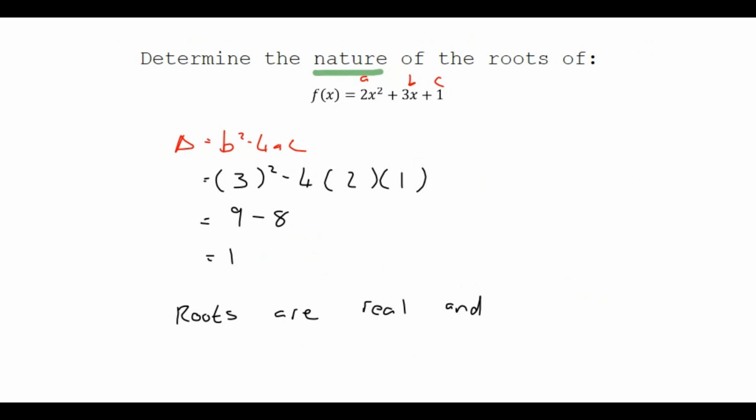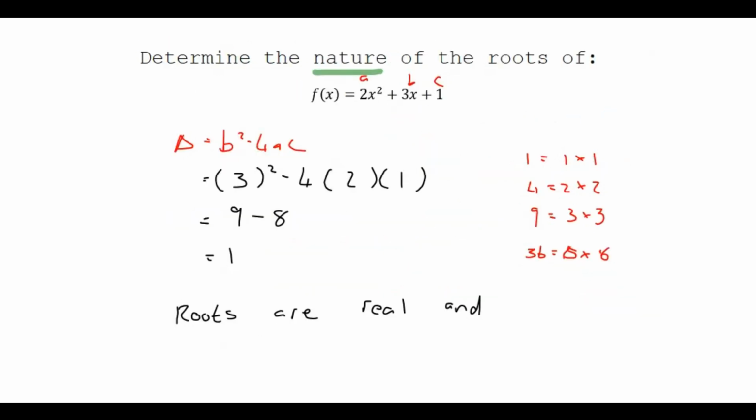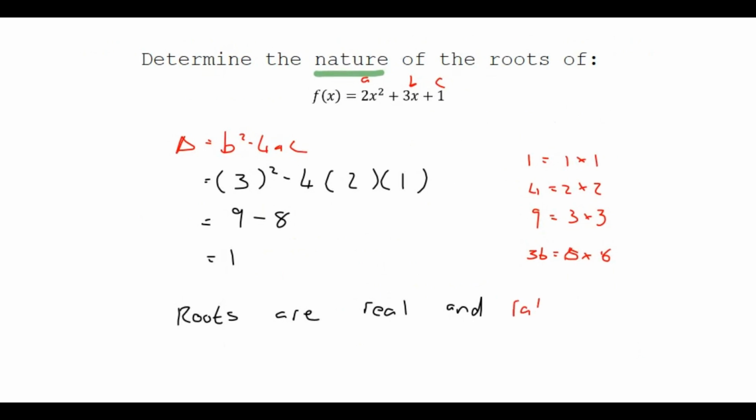Well, 1 over there is a perfect square. Why? Let's look at perfect squares quickly. 1 is equals to 1 times 1. 4 is equals to 2 times 2. 9 equals to 3 times 3. I'm sure you know where I'm going with this. Let's say 36 equals to 5 times, I'm lying, 6 times 6. Okay, so perfect squares are these numbers, 36, 9, 4, 1. They are numbers that are the result of squaring another number. So 1, yes, it is a perfect square. And what does it mean if it's a perfect square? It means it's rational. So the roots are real and rational.